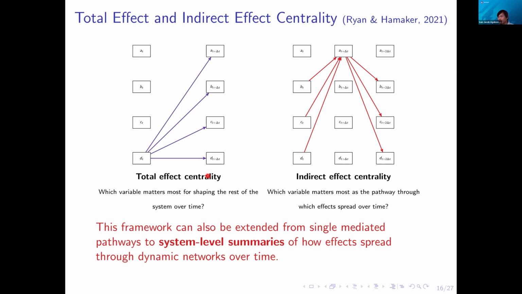It asks the question, which variable matters most as the pathway through which effects spread across the variables over time. In this example, we can see that this variable is kind of a node where effects pass through and then go to another. Its relevance is not so much in its direct association with the variables of interest, but it becomes a conduit through which specific variables in the system operate in influencing the other variables in the system.